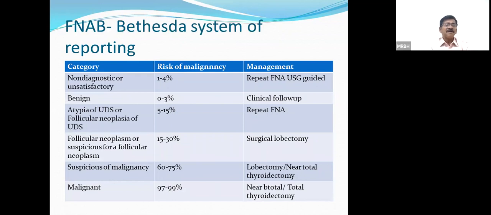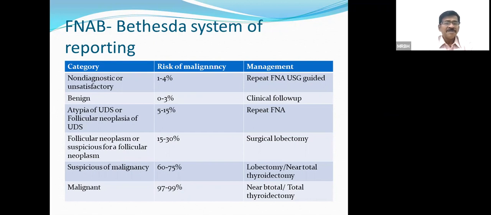And the category of reporting is, it may be non-diagnostic or unsatisfactory. The management should be repeat FNAC under USG guidance, and the risk of malignancy is 1 to 4%. It can be reported as benign based on the features you already described. The risk of malignancy is 0 to 3%. And these are the patients who can undergo a clinical follow-up without surgery.